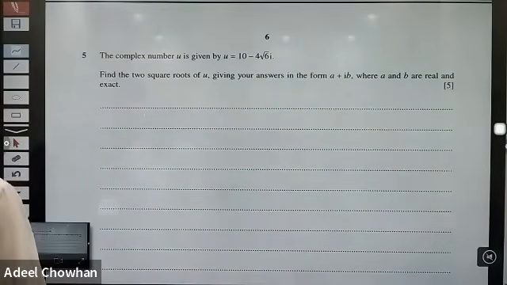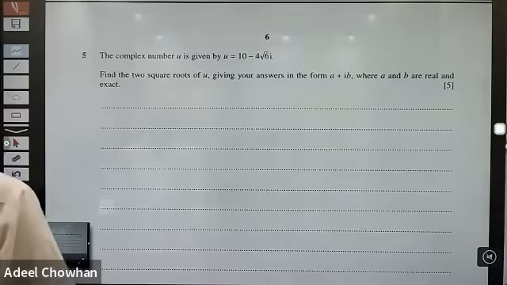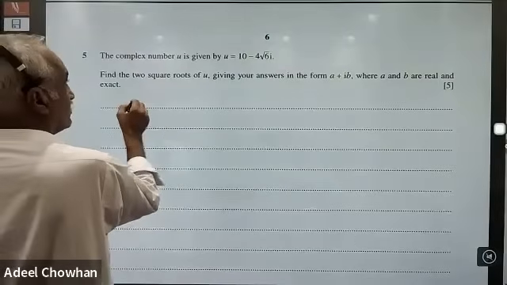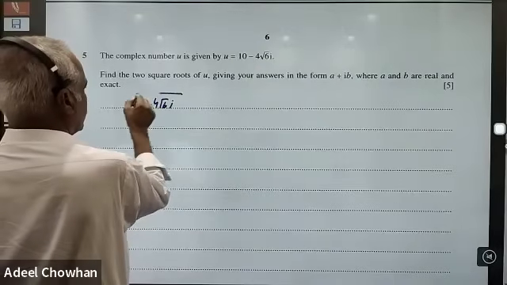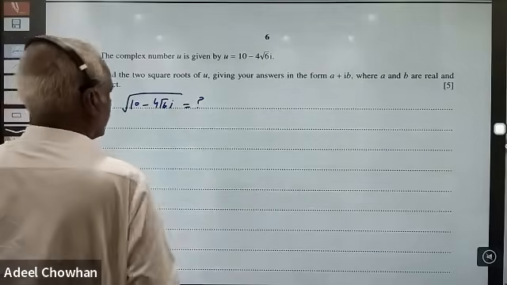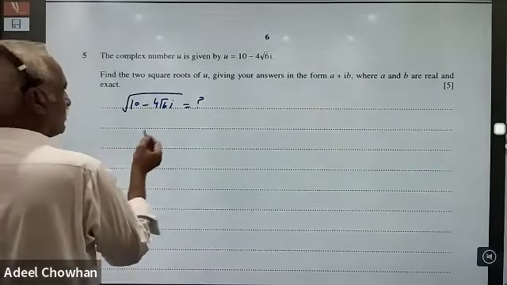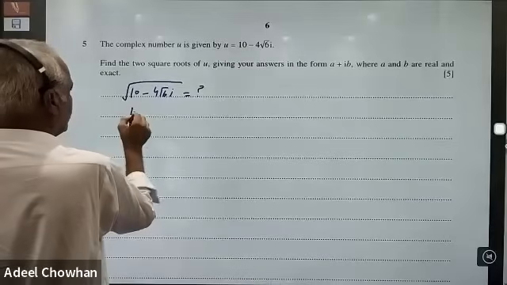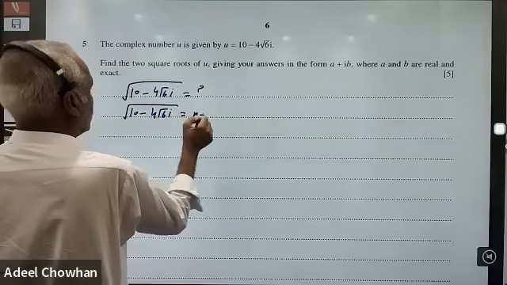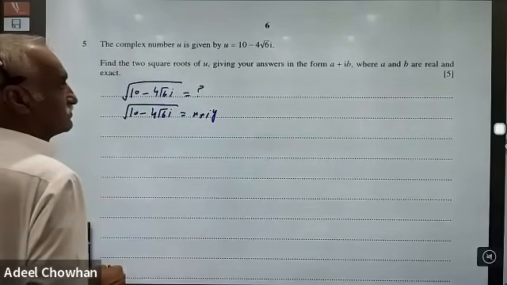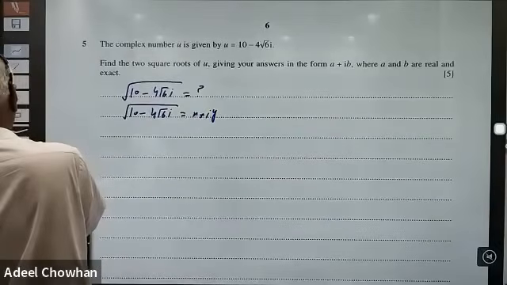u is given by 10 minus 4 root 6 iota. Find the two square roots of this u, giving your answer in the form of a plus iota b, where a and b are the real and the imaginary parts. So you are going to find the square root of u, that is the square root of 10 minus 4 root 6 iota. But we know that the square root of a complex number is always a complex number. So it should be equal to x plus iota y, or a plus iota b.